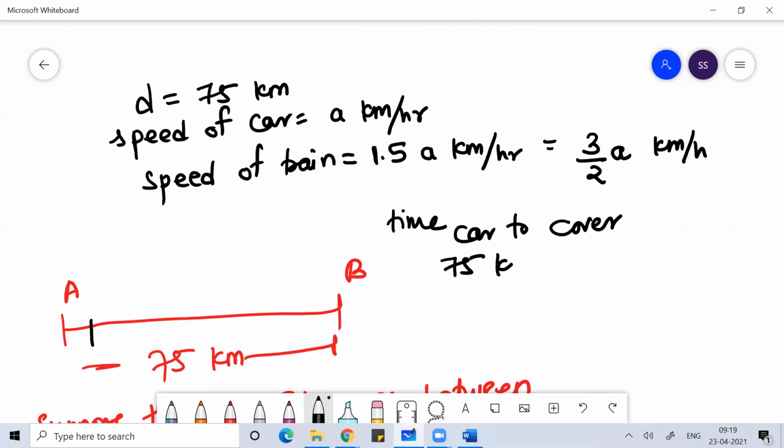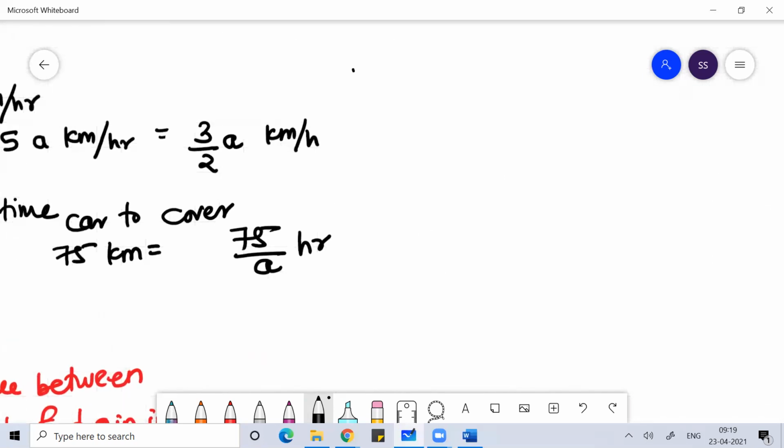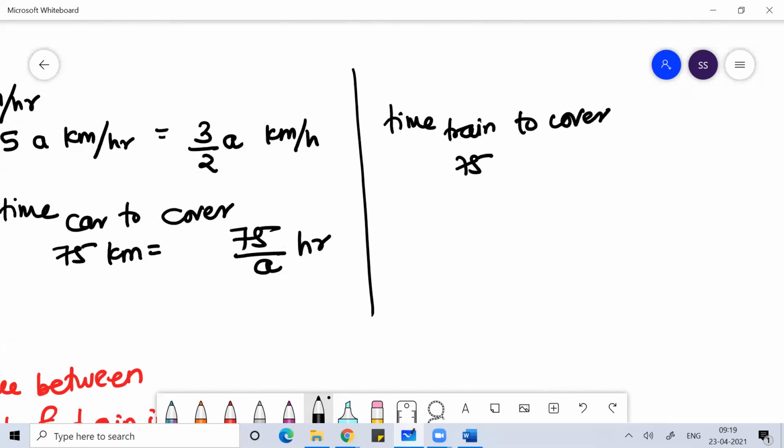So the time taken by the car to cover 75 kilometers will be 75 by A hours. And similarly, I can find the time taken by the train to cover 75 kilometers. That will be 75 by 3A by 2.